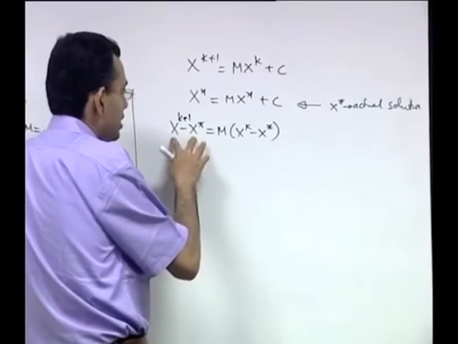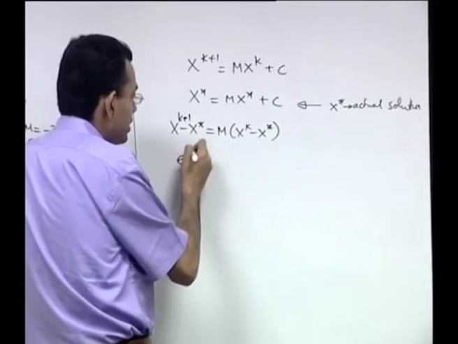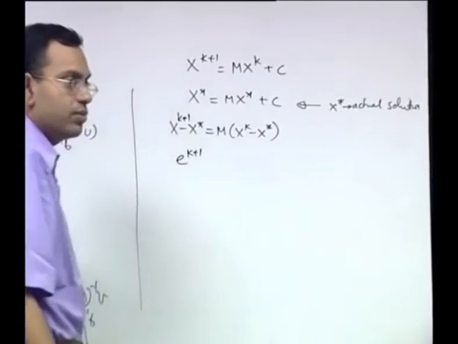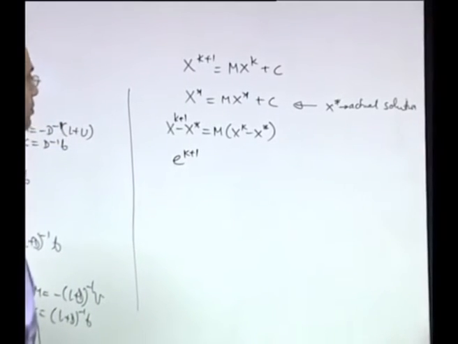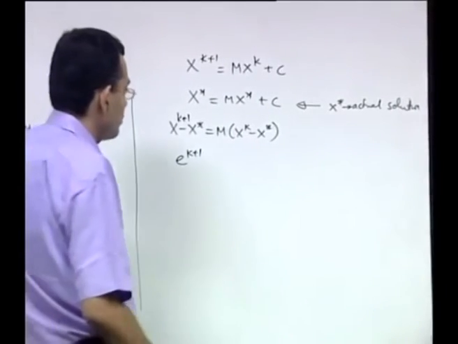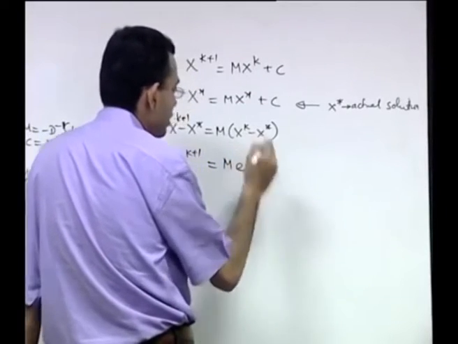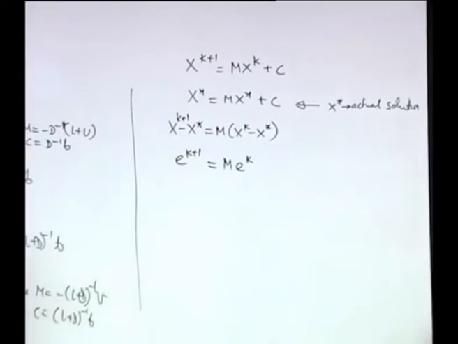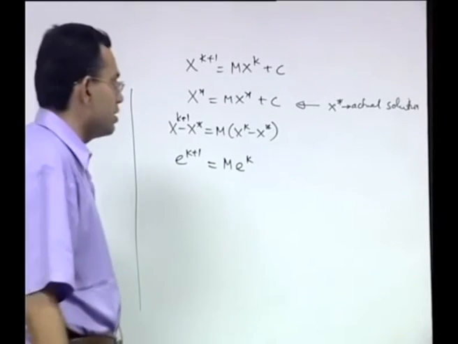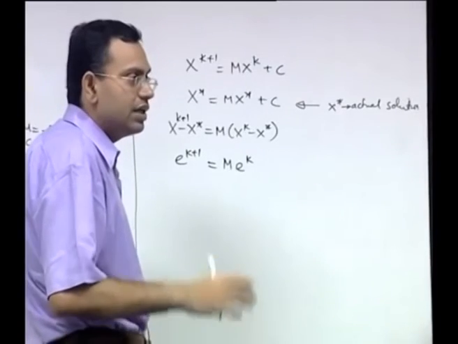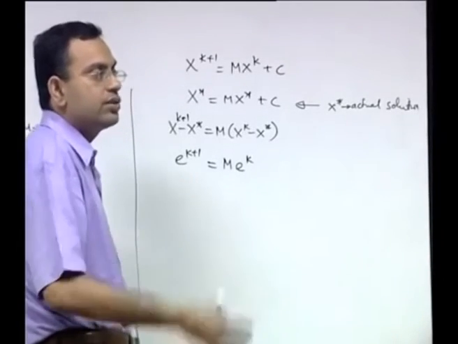So, this is the error in the k plus 1th step. So, E k plus 1 is equal to M E k, where E represents the difference between x at a particular iteration level and the actual solution x.